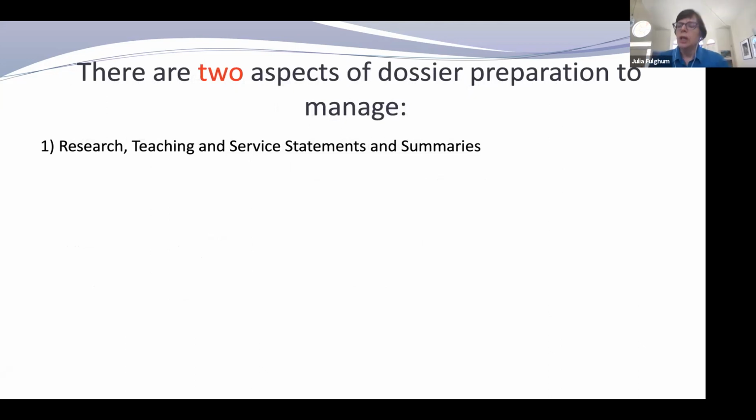So there are actually 2 aspects of dossier preparation that you have to manage. One is your research, teaching, and service statements and summaries of these statements.